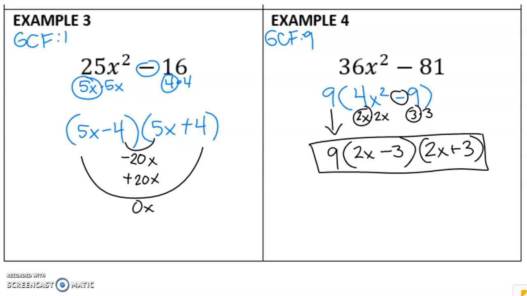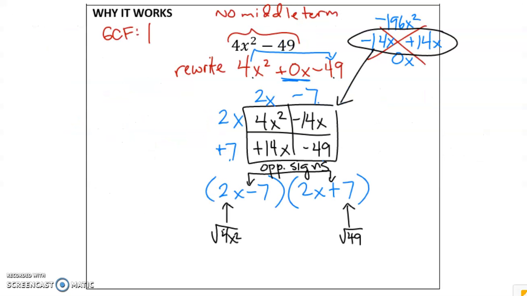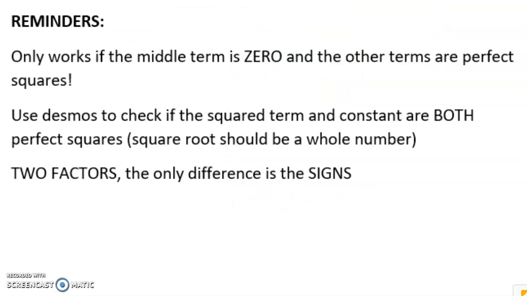So that's difference of squares. Again, if you recognize the pattern, sweet. I don't have to go through the whole process because I know that when I have the difference of squares, I have this pattern that always works, right? So remember, it only works if the middle term is 0 and the other terms are perfect squares. You can use Desmos to check. You should have two factors, and the only difference between them is the signs in between. So that's difference of squares. Look for the patterns.